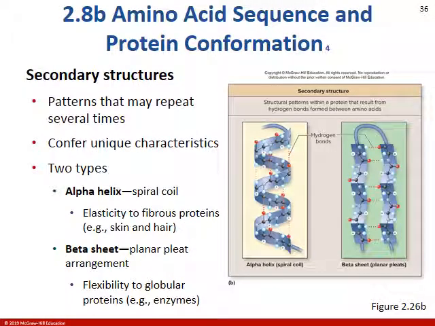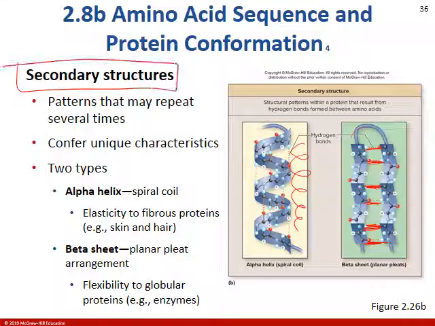If the string forms either this ribbon, this alpha helix, or if they line up and we have connections between the top sheet or the top string and the bottom string, we call these secondary structures. So it's not just amino acid beads on a string, but they're actually interacting with other amino acids because they're close to each other.